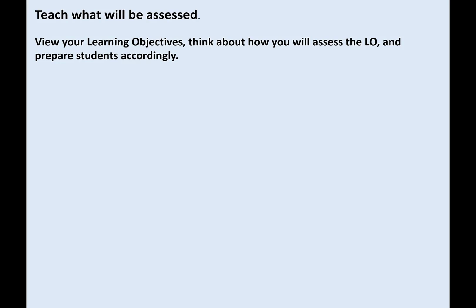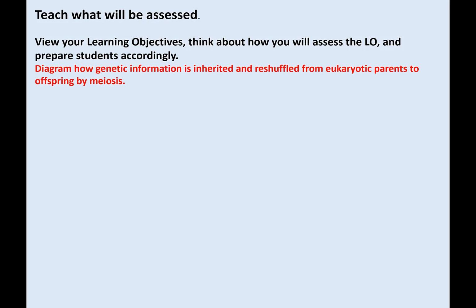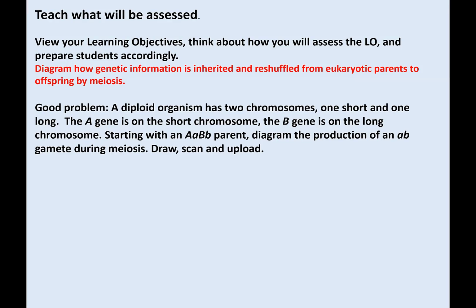So the best way for me to teach is I just give an example, and I'm going to show you an example from my genetics class. I tried to pick something that everyone is kind of aware of. And here is a diagram of how genetic information is inherited and reshuffled from eukaryotic parents to offspring by meiosis. So it's the basics of sexual reproduction, the production of gametes through meiosis, how this shuffles information. Okay. And so here's a good question. This is the kind of problem I've asked in the past. Here, a diploid organism has 2 chromosomes, one short, one long.